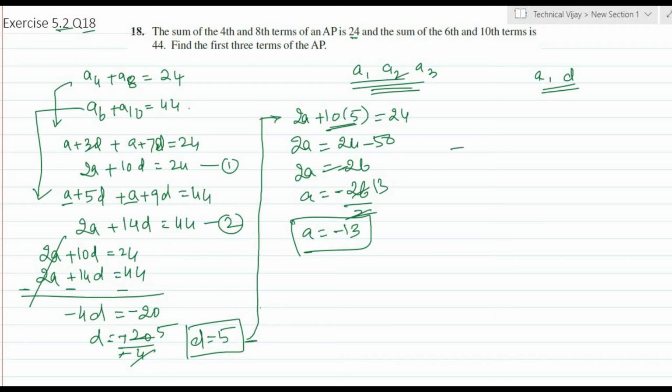So here for writing the AP, these 2 are sufficient. So the first term will be minus 13. The second term, you can add D. So adding this one, 5. Minus 13 plus 5 means how much? Minus 8. Then again add 5 means minus 3. So again add 5 means plus 2. So like this is the AP.